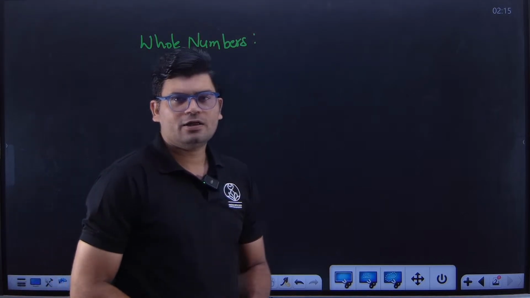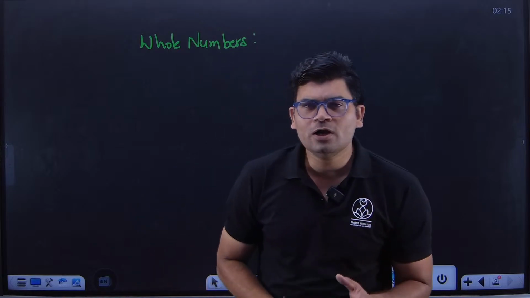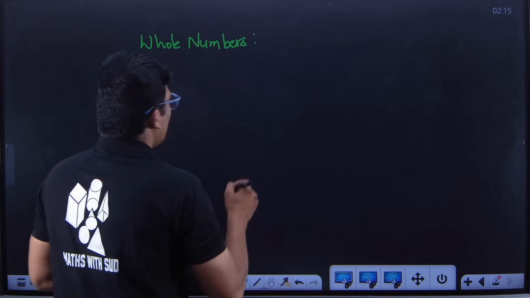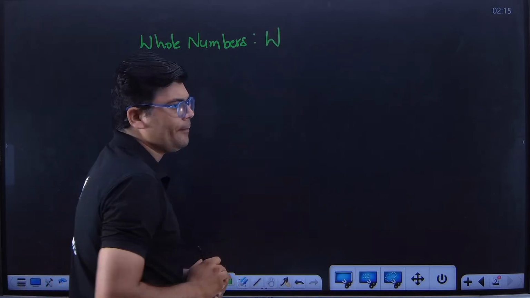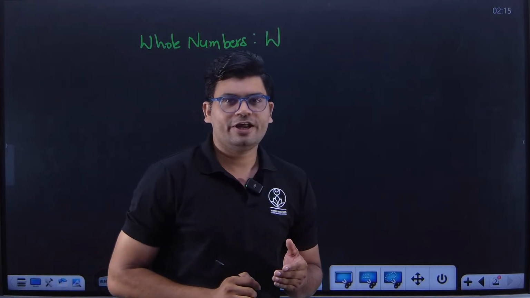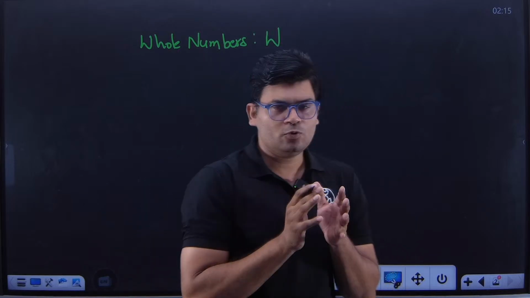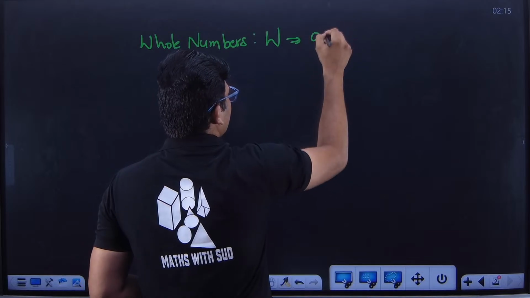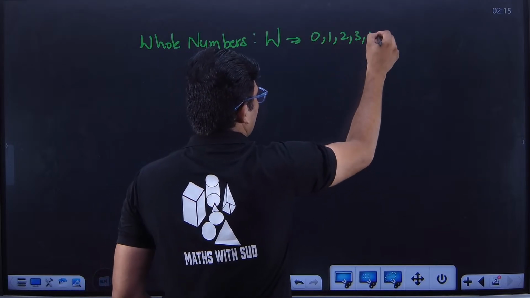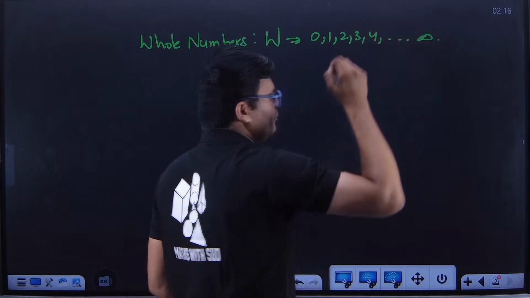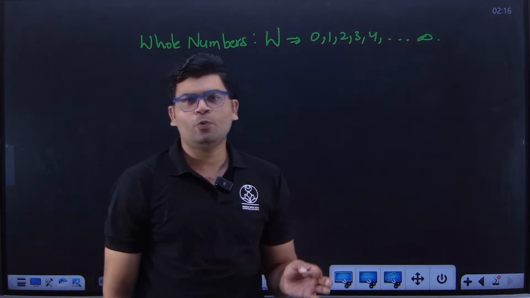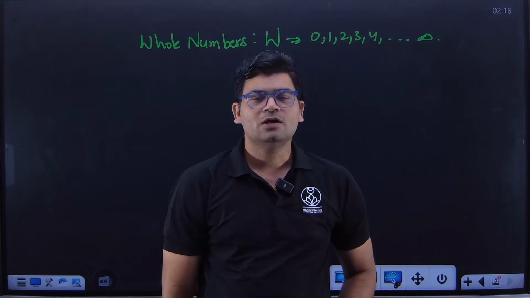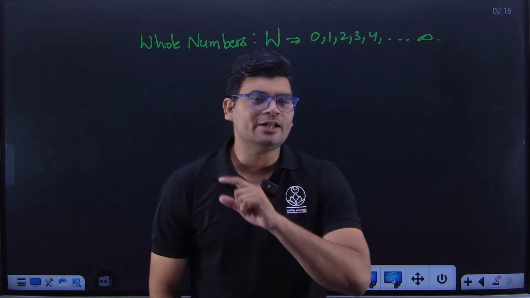And if I ask you, what are whole numbers? What is the difference between a whole number and a natural number, dear? So whole numbers, first of all, they are represented by capital W. And the starting of this number is from 0, 1, 2, 3, 4, and it goes on up to infinity. The only difference between a natural number and a whole number is 0. 0 is there in the whole numbers but not in the natural numbers.